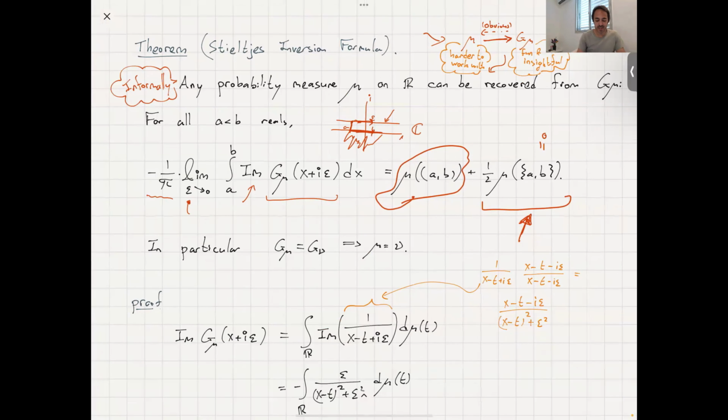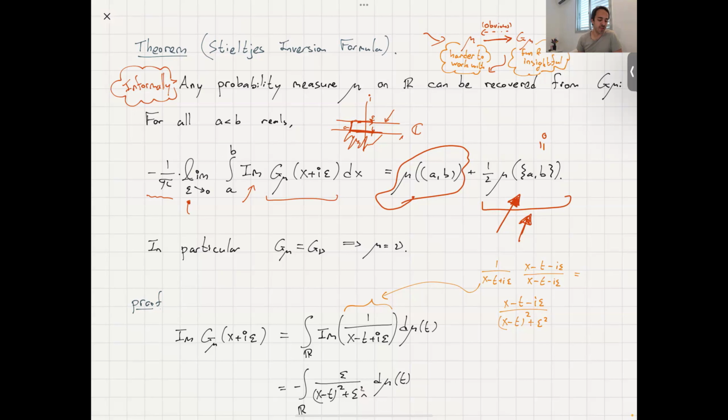But essentially, if you ignore that, and I'll get back to why you can ignore that, you can see from this that because you can restore mu from G mu, whenever you have two measures, mu and nu, such that their Cauchy transforms agree, then the measures are the same.